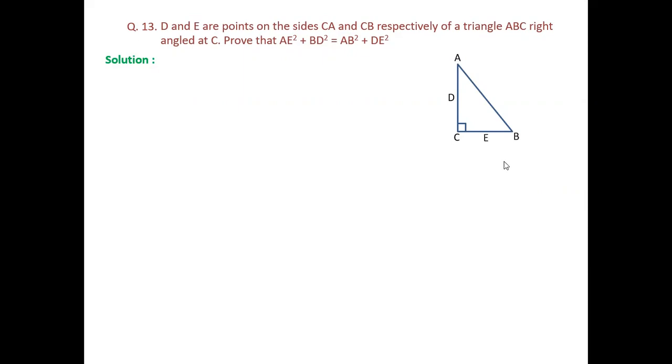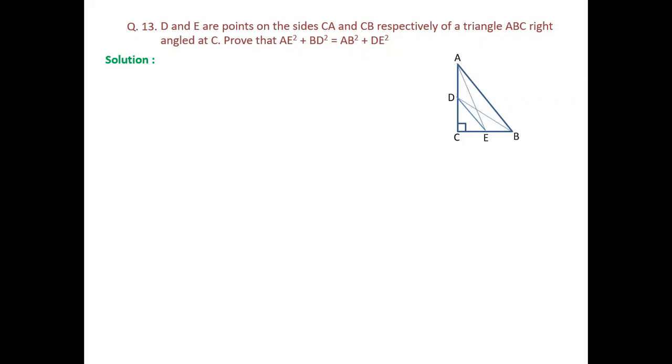Now, you see what we are asked to do. DE is there, AB is there, AE is there, and BD is also there. AE, that means we should join this. BD, we should join this also. Then DE, this also should be joined. So let us join all three: DE joined, join AE, join BD. Now you have all three joined.